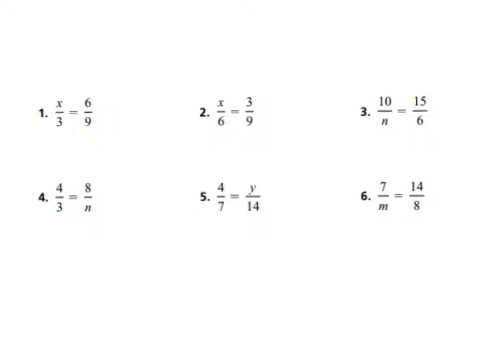Alright guys, so today we're working with proportions, and to solve a proportion you are going to cross multiply, which means you're going to multiply the two numbers diagonally, and then you're going to divide by the other number.